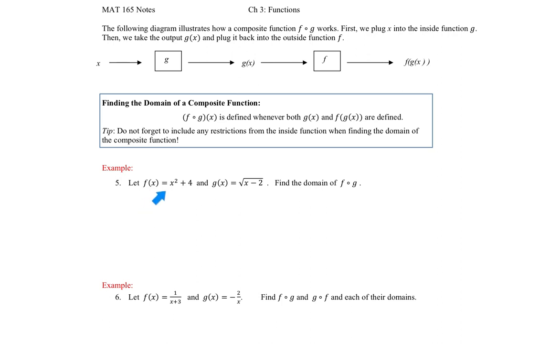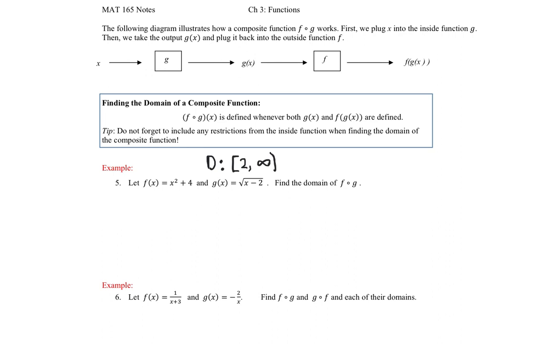So please notice f of x is x squared plus 4. This time g of x is the square root of x minus 2. Now the domain for f is all real numbers. It's a polynomial. However, the domain for g is different. We cannot have a negative under the square root. Therefore, the domain for g will be 2 to infinity.